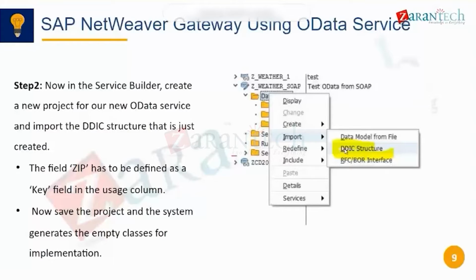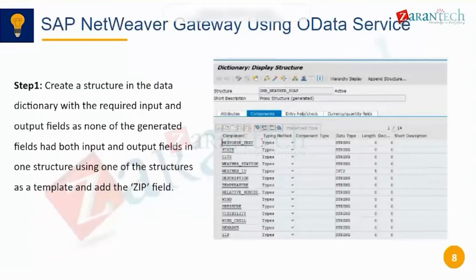So we are going to choose the second option here. And now in the service builder, create a new project for our new OData service and import DDIC that is created. Field zip has to be defined as a key field. So what is zip defined here? You can see the zip code.